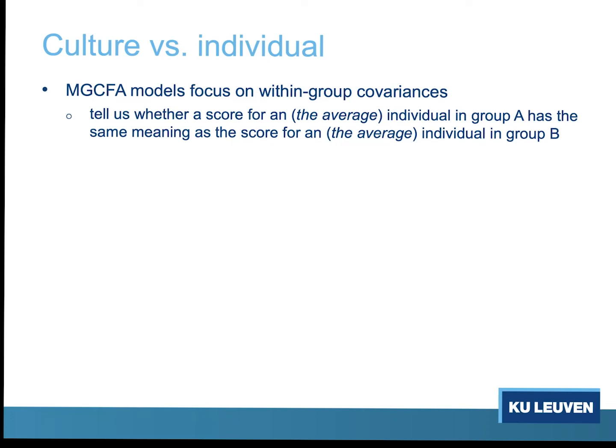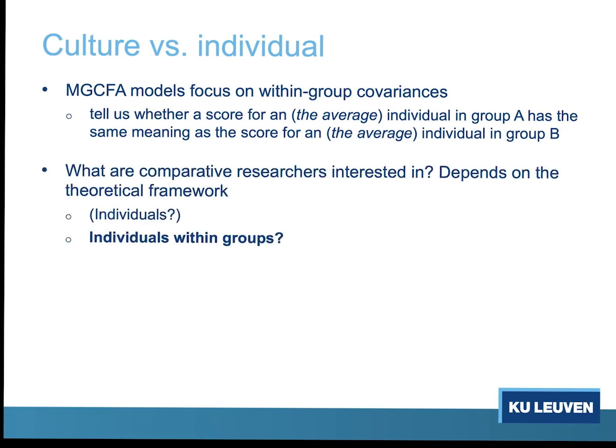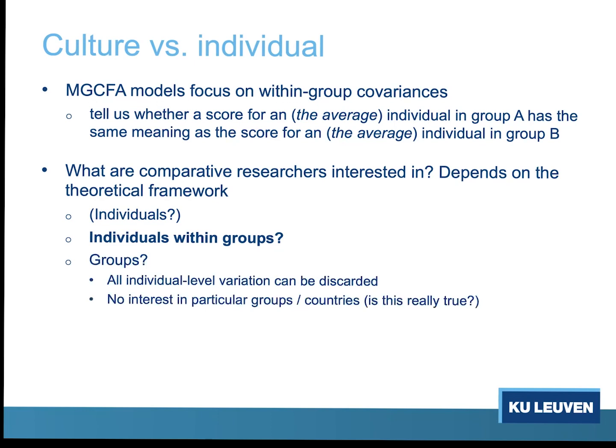On the one hand, I think this is true, but I also think that we cannot just ignore the individual, right? Because if you think about what comparative researchers are interested in, I don't think they are very often interested in purely the individual level. But I do think that very often we are interested in how individuals behave and think within particular group contexts, within cultural or national contexts. So I don't think we can ignore the individual level completely.